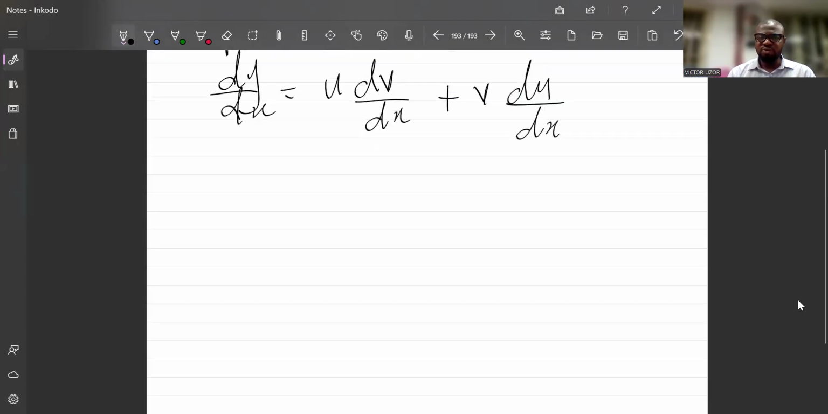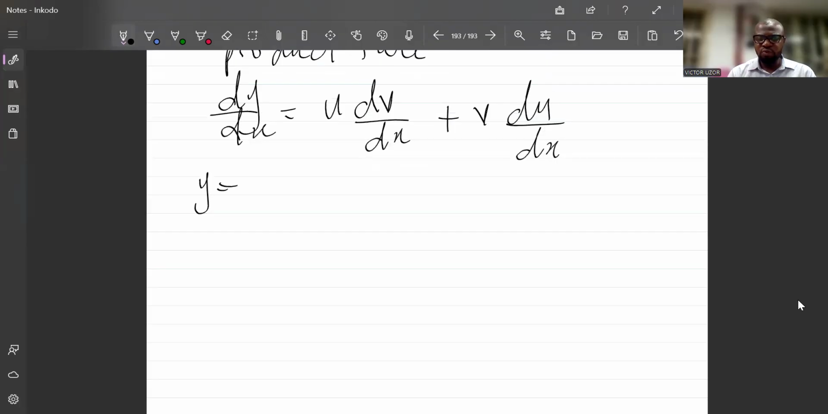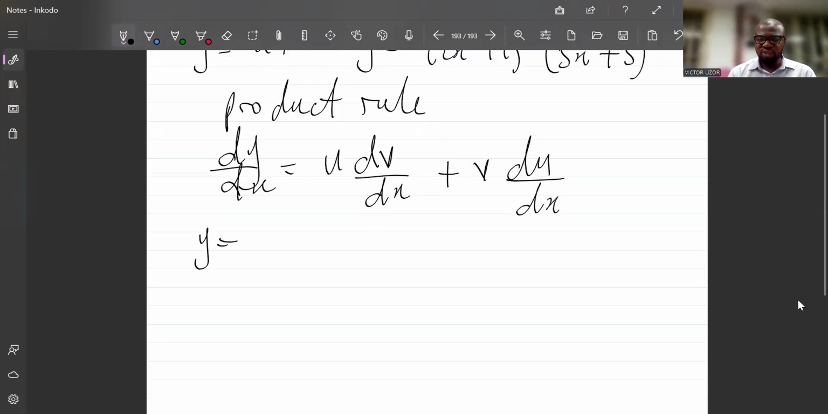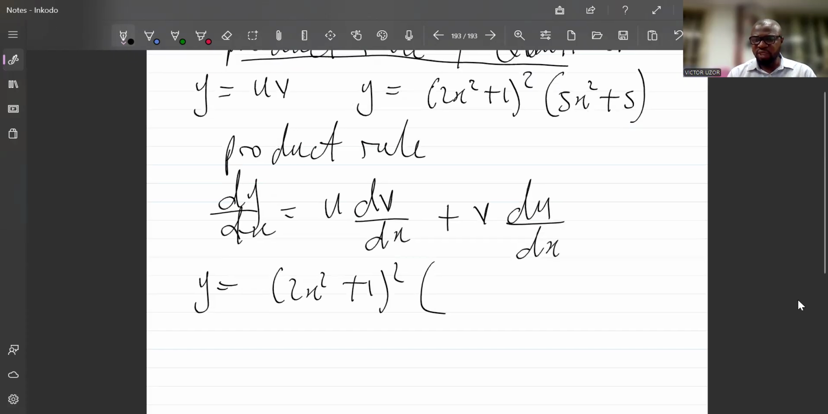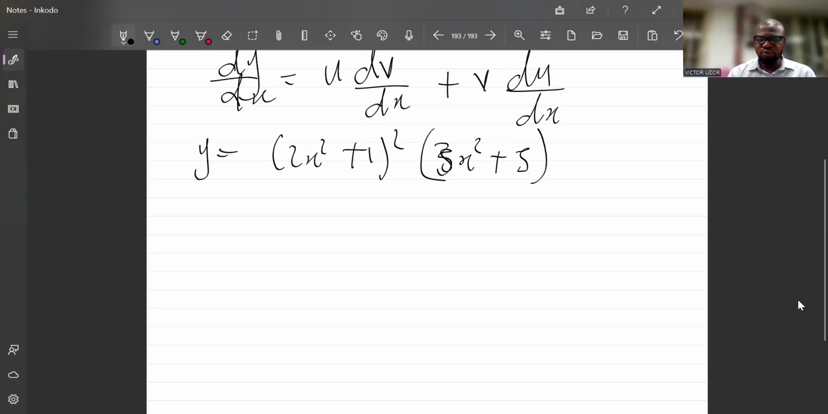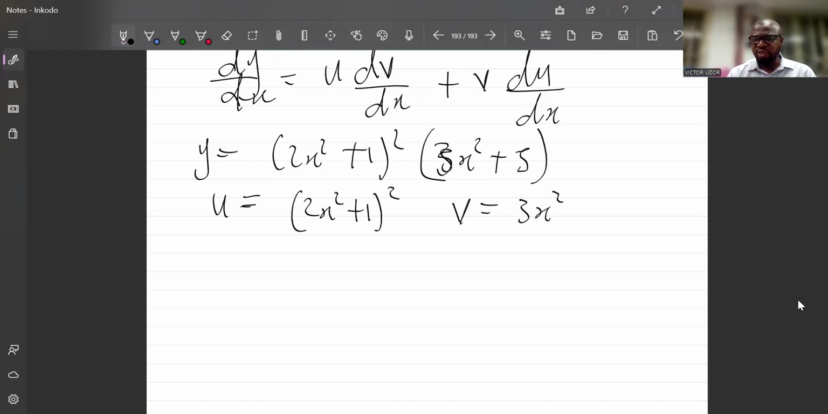Now, let's look at this. If our y equals, look at the equation again, (2x squared plus 1) squared in bracket, multiplied by 3x squared plus 5. Now, these are the two products. So in this case, we will say that u equals (2x squared plus 1) raised to power 2, and v equals 3x squared plus 5.